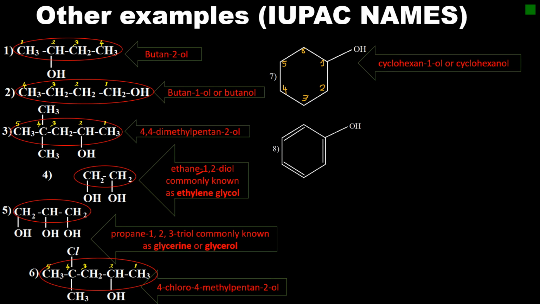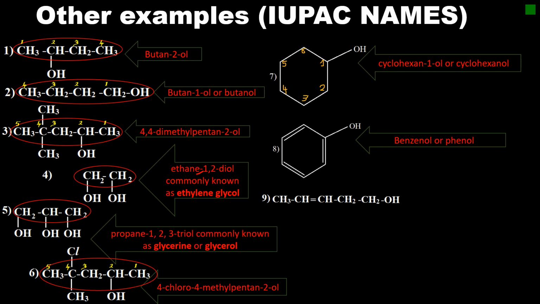Number 8, it is a phenol. A phenol is an alcohol in which OH is attached directly to the benzene ring. And here, the name of this one, which is very common, is phenol, but the systematic name is benzen-1-ol or benzenol.